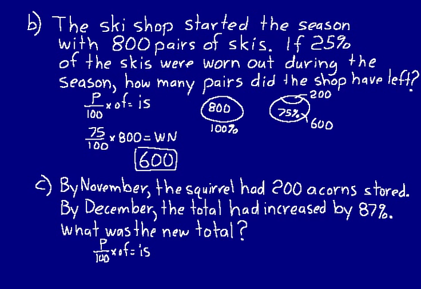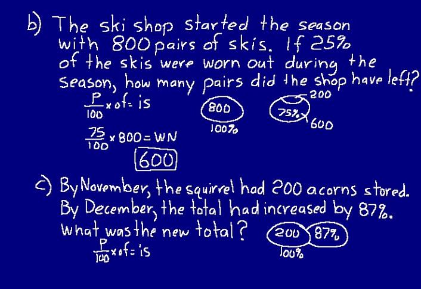Remember, when we see that word increased by, that means we add 100 to the percentage that they gave us. So what we'll be doing then is 187 over 100 times the total of 200 and figuring out what the new total is. If we want to draw a diagram to help us here, we think of the original total of 200 acorns, and then we're going to add 87% to that, so that would almost be another whole circle there. That 200 there, that's 100%. So that means to get that new total, we need 100 plus 87, or 187 for our percentage.